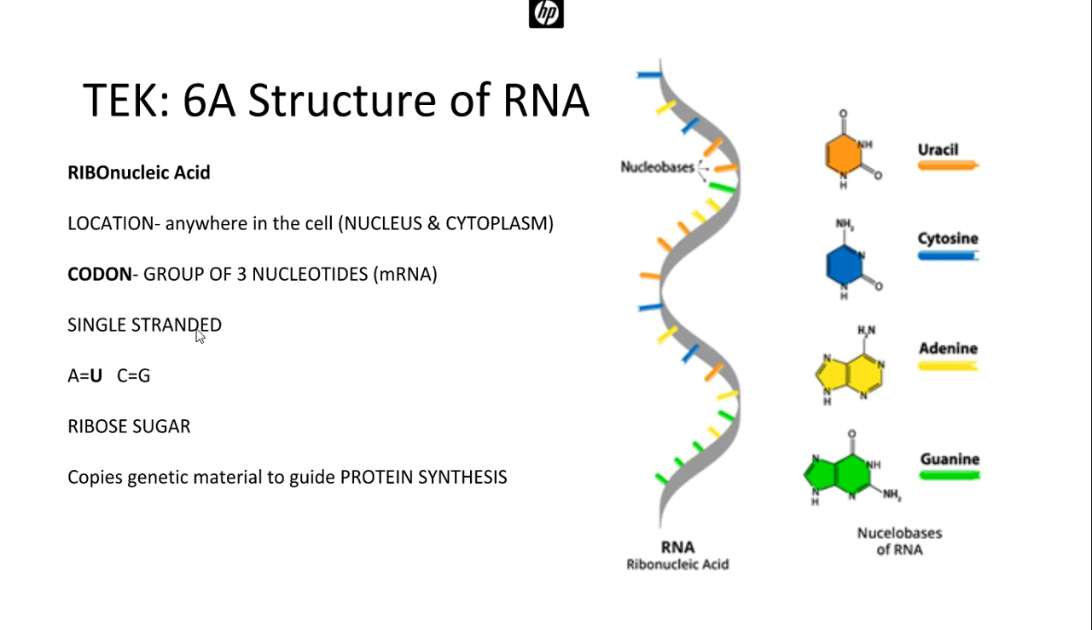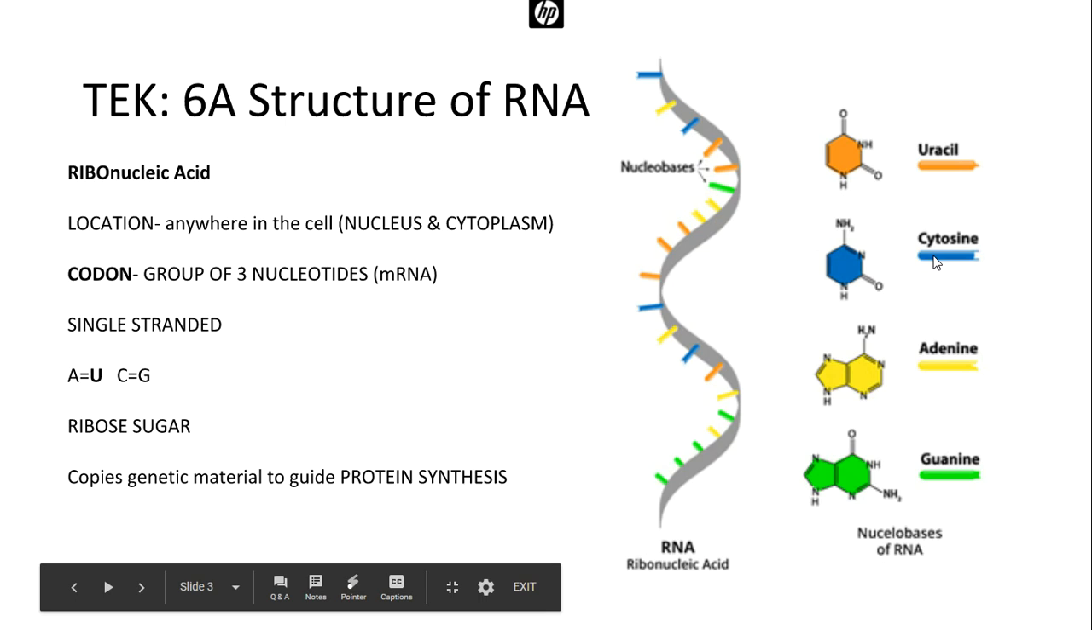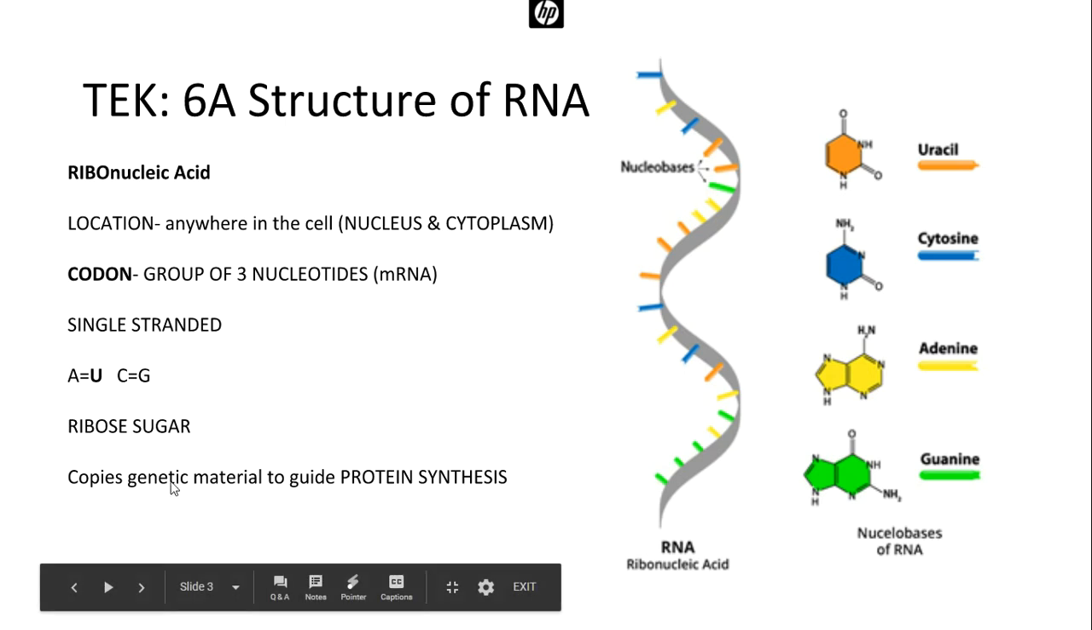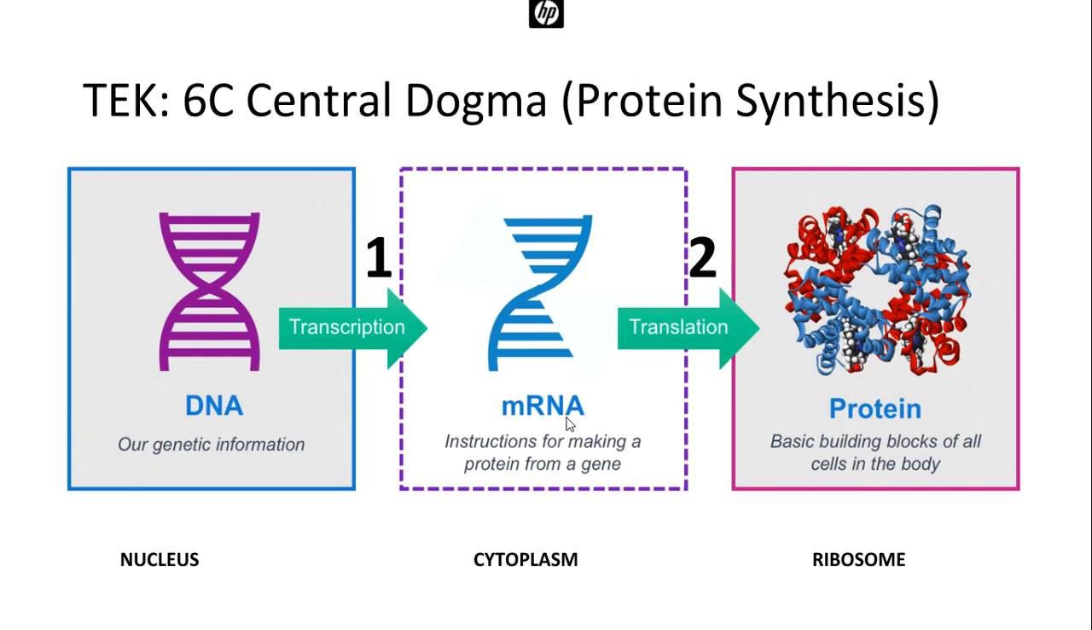RNA is single-stranded. Everywhere that there's an A, its complement will be U, which is different than DNA. Everywhere there's a G, there will be a C, which is the same. The sugar in RNA is ribose. The whole purpose or job of RNA is to copy the genetic material, the DNA, your genes, and use them to guide protein synthesis, which is the making of proteins.